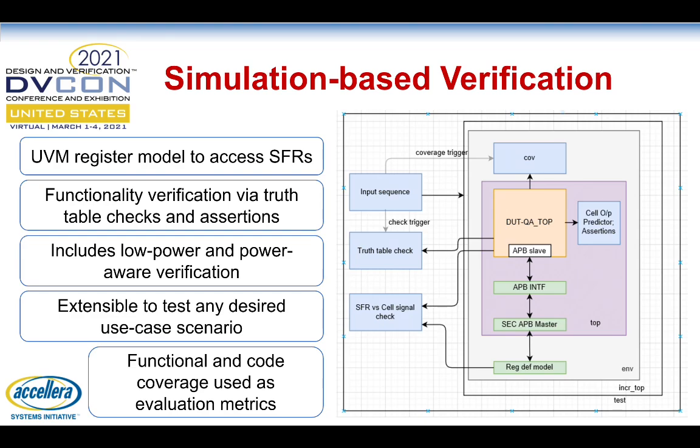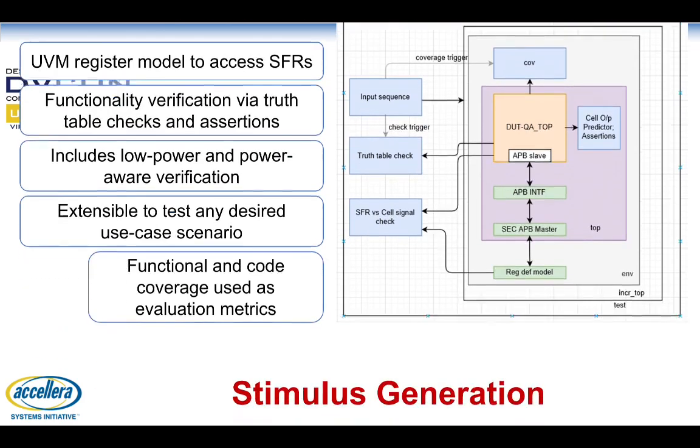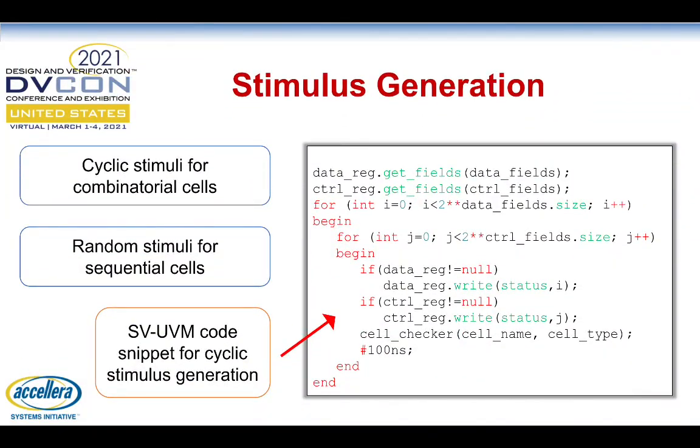And for evaluating the scenarios tested, functional coverage and code coverage are used as metrics. While we can generate different kinds of stimulus for combinatorial cells, for simplicity, we use cyclic stimulus for covering all possible combinations of inputs one after the other. In case of sequential cells, using cyclic stimulus may not cover all the use case scenarios since the current output is dependent on previous values. So we simplify the code by generating random stimulus vectors for sequential cells and also make the code generic using UVM features. The code snippet indicates how cyclic stimuli is generated for combinatorial cells.